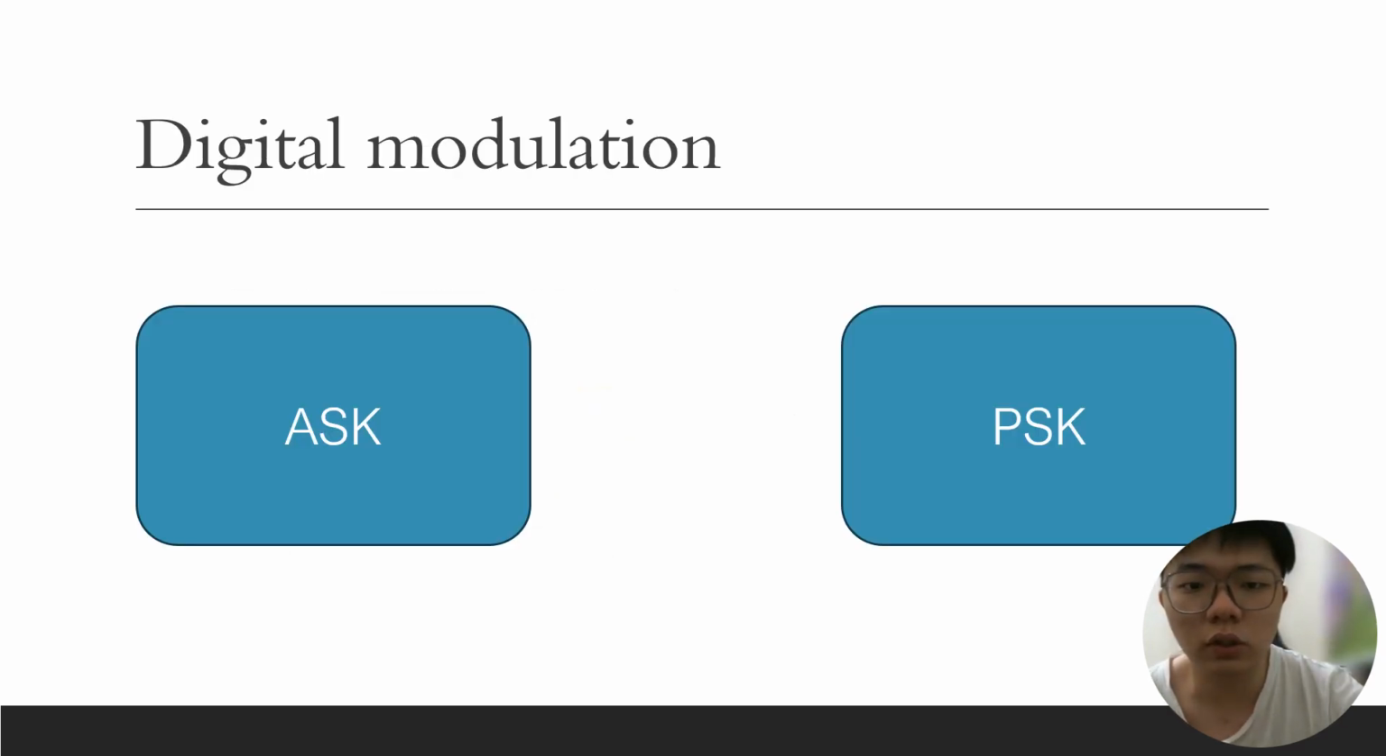Next is digital modulation, which is ASK and PSK. ASK stands for amplitude shift keying, where data is represented by changing the amplitude of a carrier wave, while PSK stands for phase shift keying, where data is represented by changing the phase of the carrier wave.